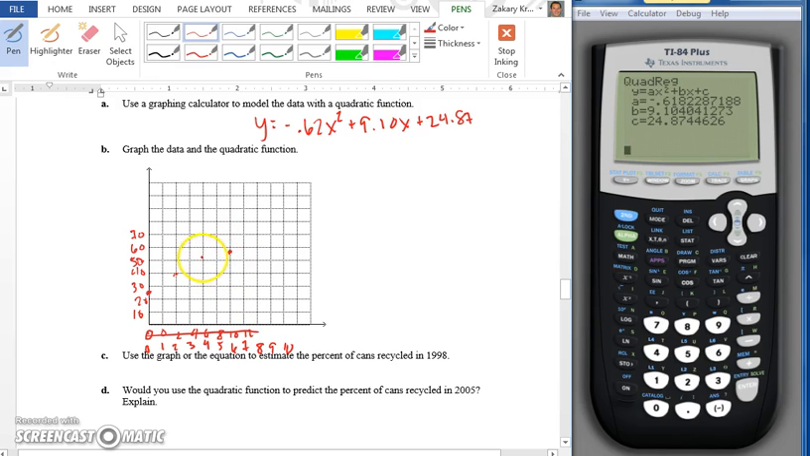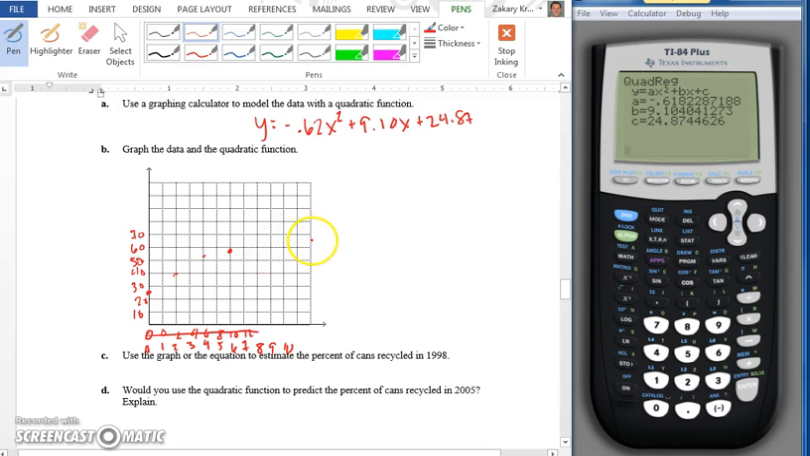For some reason, my 40 got lost in there. 8 and 56. I don't know why all these are disappearing. I apologize for that. 9 and 58.